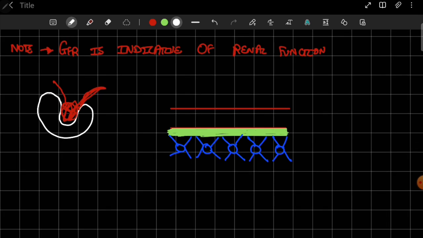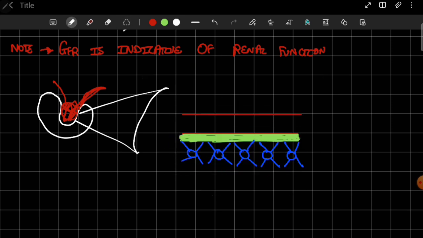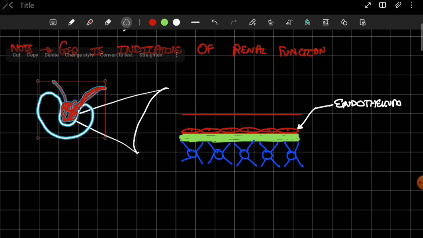So this is the glomerulus. Only the glomerulus, the Bowman's capsule and the tuft of capillaries. If we magnify this area and see it under the microscope, we will see this kind of structure. Let me draw some cells also. There are three membranes. So what are the three membranes? These red cells are the endothelium of the blood capillaries.